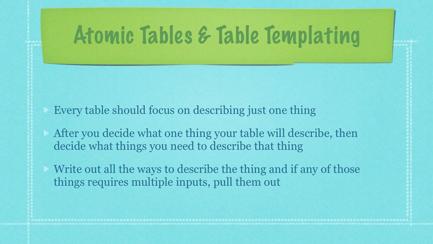Then after you decide what one thing your table will describe, such as we had students, what you need to do is decide what things you need to describe that thing. Then you're going to write out all the ways to describe that thing, and if any of those things require multiple inputs, pull them out and create a new table for them. So for example, with our students, if we had a list of past classes and past performance, we would put that in another table.